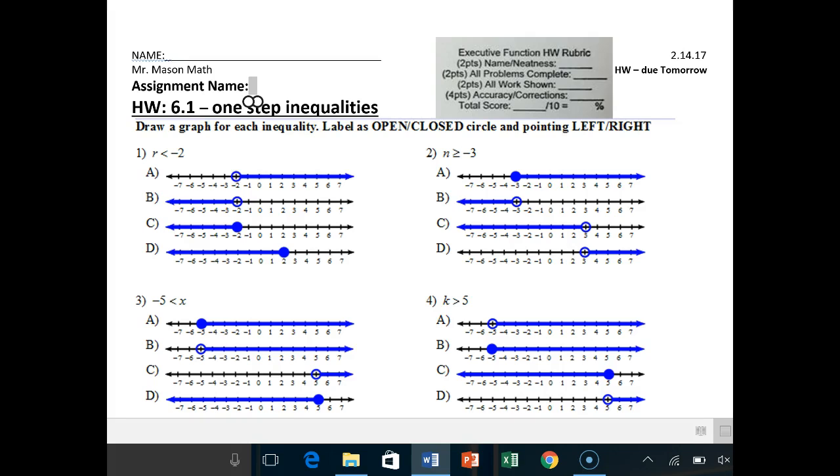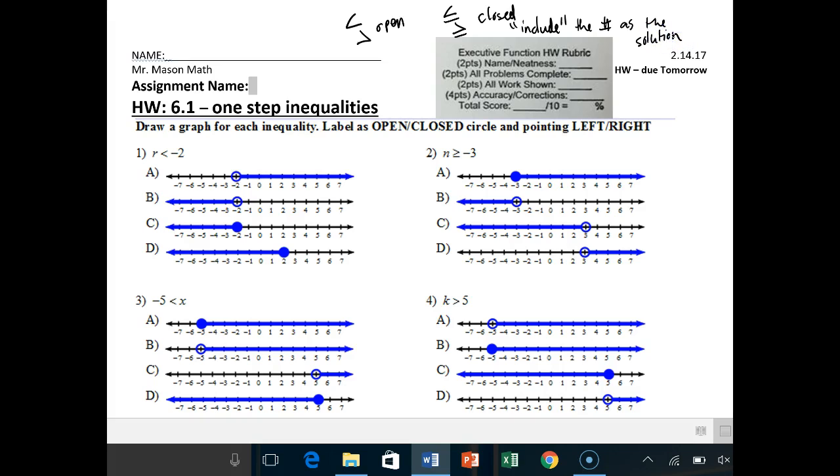So remember, any less than or greater than signs are open, and then any less than or equal to or greater than or equal to signs are closed circles. That's because they include the number as the solution. And yes, you've written that down.